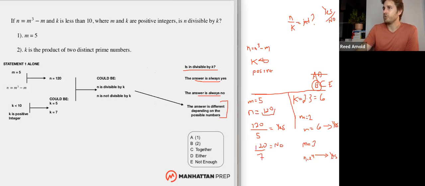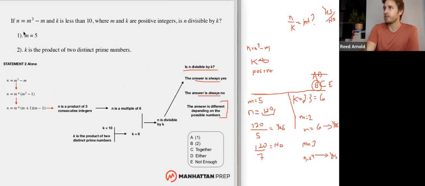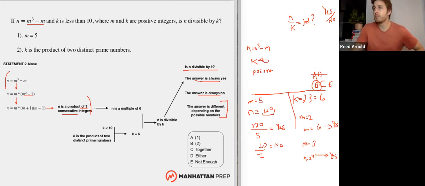But if I go to statement 2, and this is the sneaky thing. If I look at that m cubed minus m, I could factor out an m and get m times m squared minus 1. M squared minus 1 is a difference of squares. I can turn that into m plus 1 times m minus 1. So I end up at n equals m times m plus 1 times m minus 1, which is a product of 3 consecutive integers. This might be the chain of inferences that you didn't see. I wouldn't blame you. I wouldn't have seen it either.